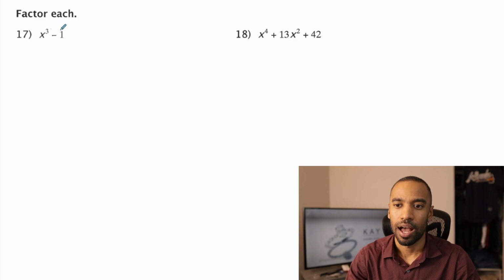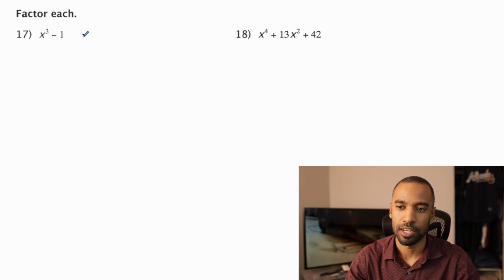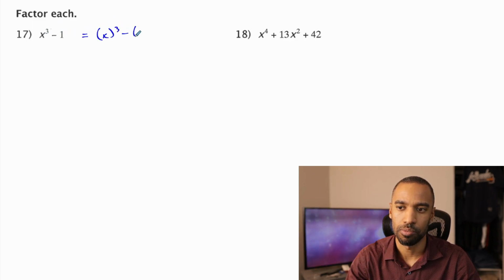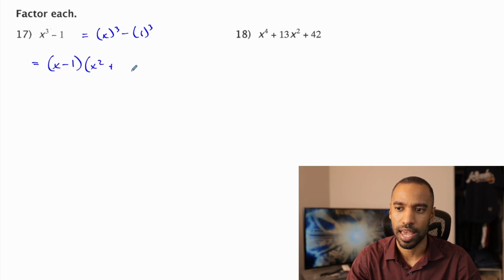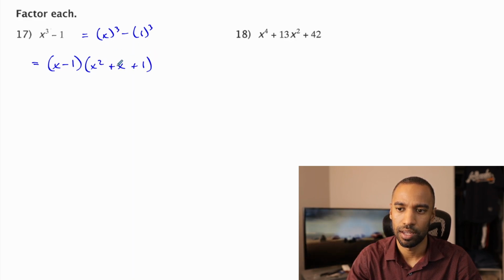Let's move forward. X cubed minus 1. This is your a cubed minus b cubed scenario. X cubed minus 1 cubed. And that'll factor into x minus 1 times x squared plus x times 1 plus 1 squared. And that's it.